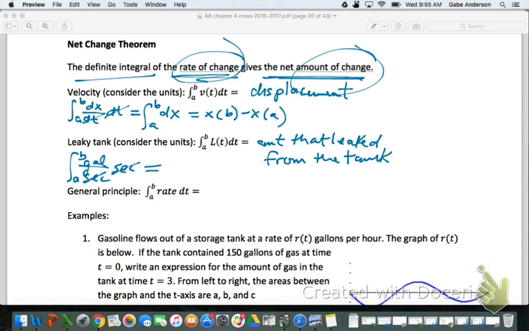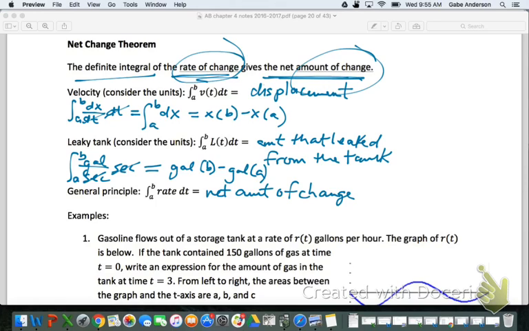Your units are simply going to be gallons at B minus gallons at A. It's going to give you the net change in the number of gallons, like how much it changed. It's not going to tell you how many are in there. It's going to tell you how much the amount changed. So once again, the definite integral of a rate gives you an amount of change. Okay. General principle: the integral from a to b of rate dt is going to equal the net amount of change.